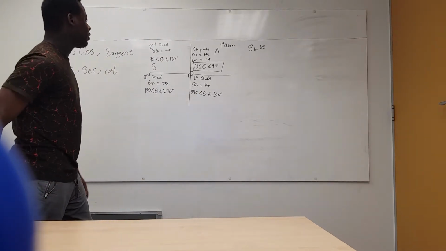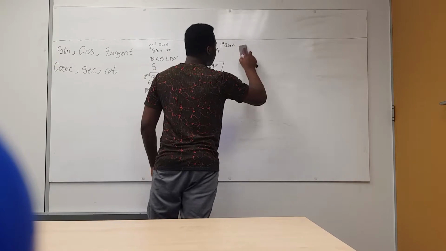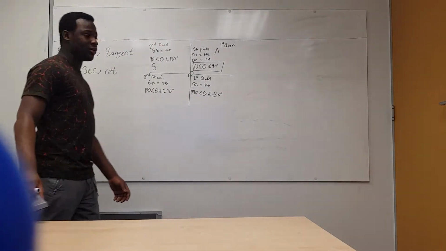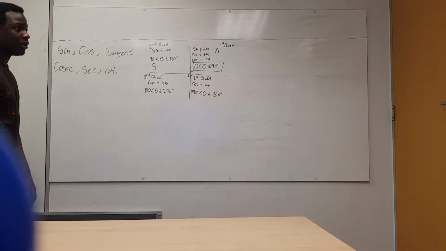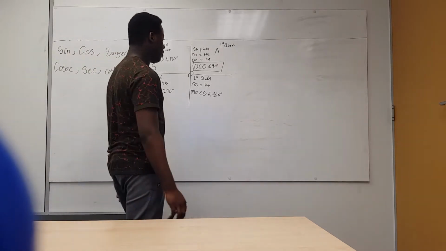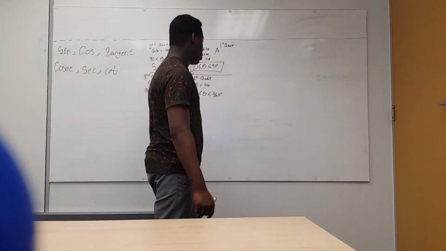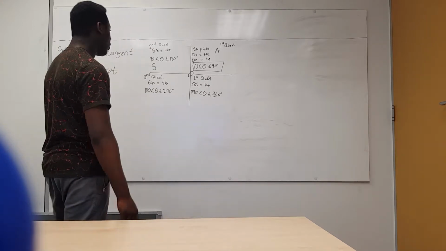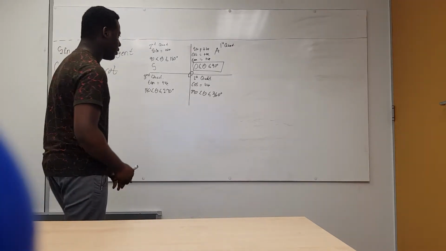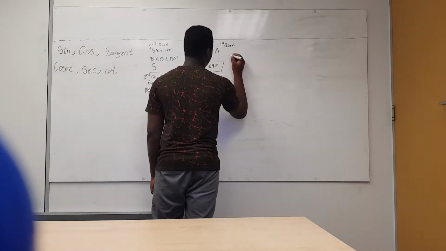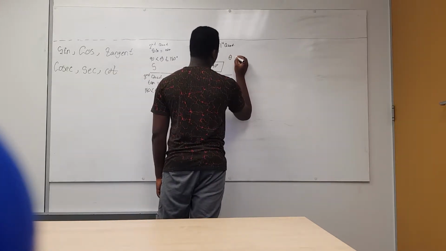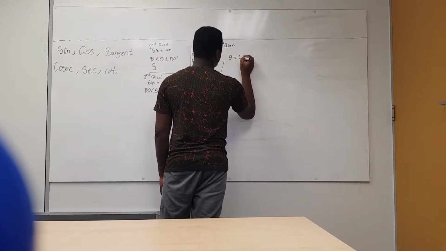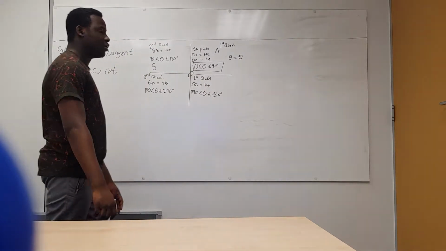But the extra thing I want to add is, if we have an angle that's greater than 90 degrees, that angle should be reduced. And in all the quadrants, I'm going to show you how all the angles are reduced. In the first quadrant, you don't reduce any angle. Theta is just theta. You don't reduce any angle.